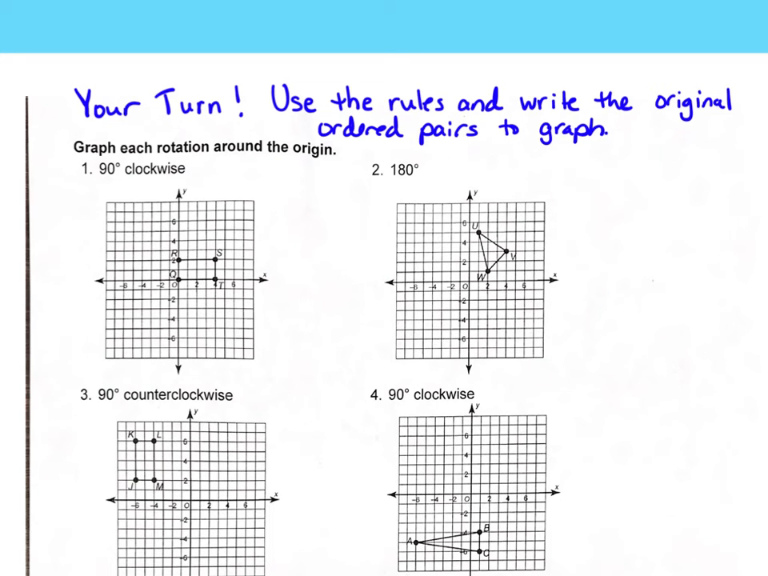Now it's your turn. On the back of your sheet, use your rules and write the original ordered pairs to graph each transformation. So you'll start with the rule, write the ordered pairs, use the rule to get your new ordered pairs, and then plot those points to graph. Specifically, try problems 1, 2, 3, and 7. Pause the video here, try them out, and then you can resume and check your answers.